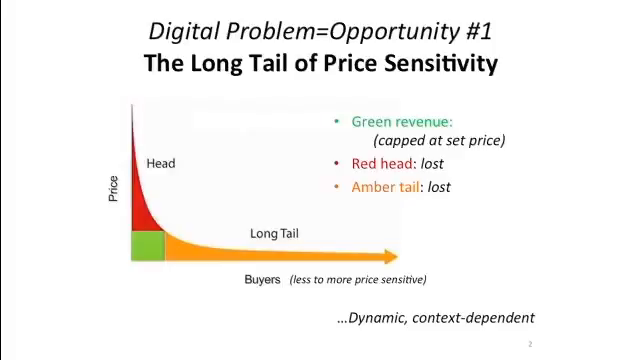The other side of that is the long tail. There are huge numbers of people, depending on your price, who aren't willing to pay your set price. That's a lost opportunity, even though many of those people might pay a significant fraction of what your set price is. So there's a lot of revenue there that you're leaving. This is also hard to deal with because it's really dynamic. It depends on the context. It's not a simple curve. It just generally has that shape.